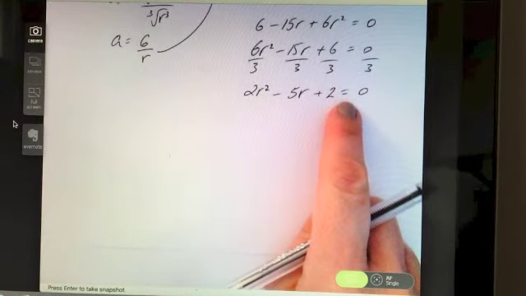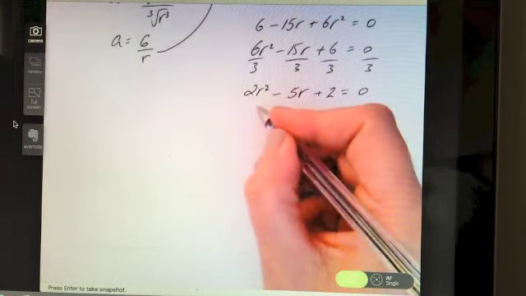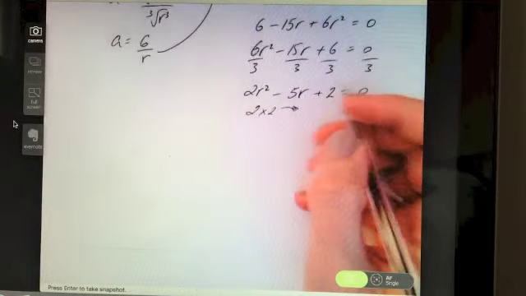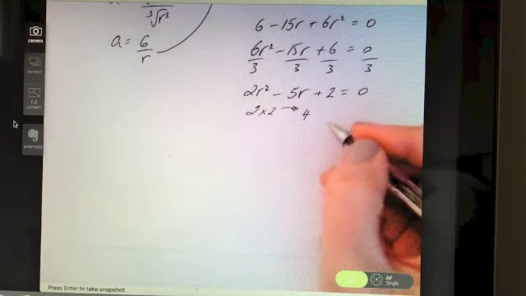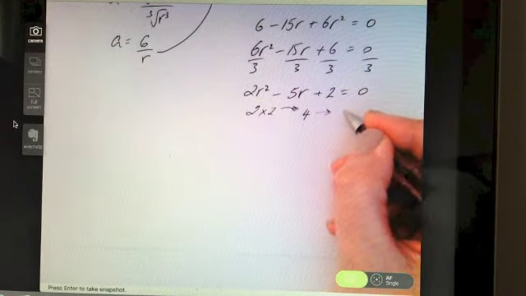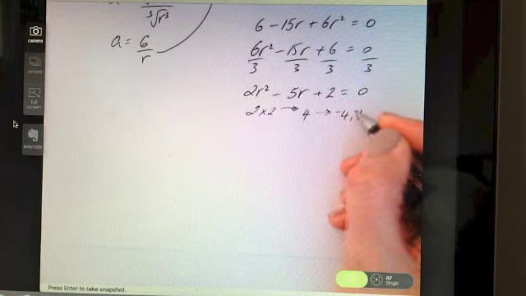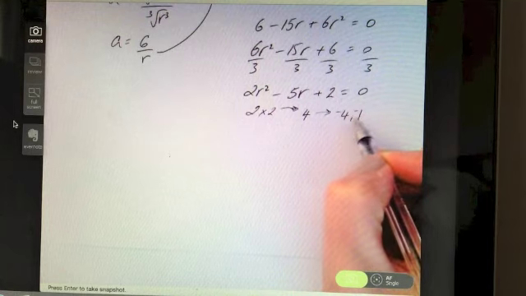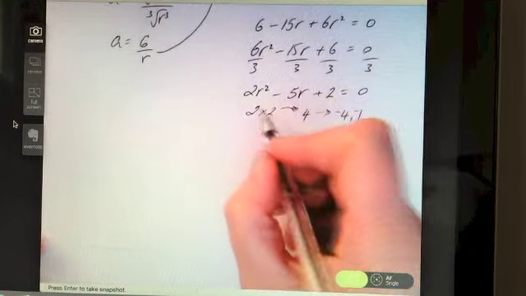Again, you've always got two options with solving a quadratic. You can use the minus b formula or the factorizing method. So I'm going to factorize it. First number by last number is 2 times 2, which is 4. Factors of 4 that are going to make a minus 5r would be 4 times 1, and a minus and a minus would give me minus 4 and minus 1, added together make the middle term minus 5, and multiplying the two terms, minus 4 times minus 1 gives me a plus 4 here. So that's exactly what I want.